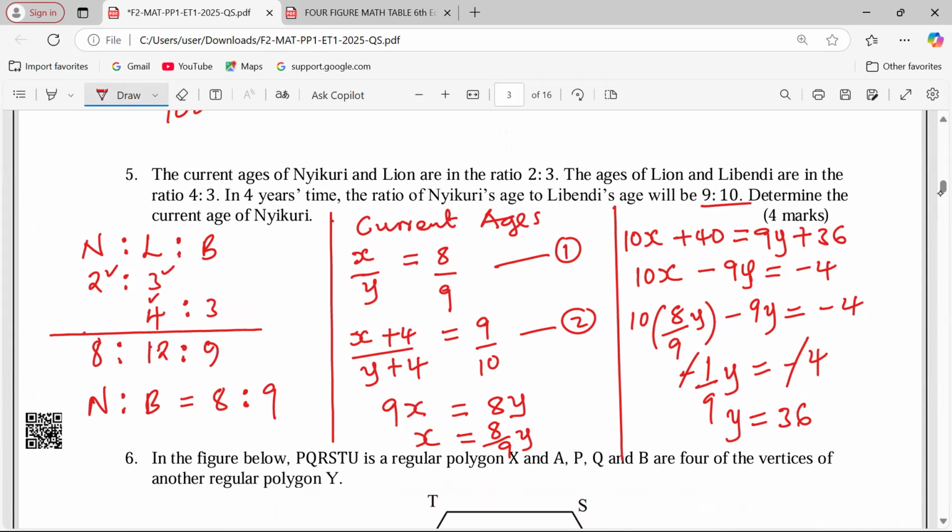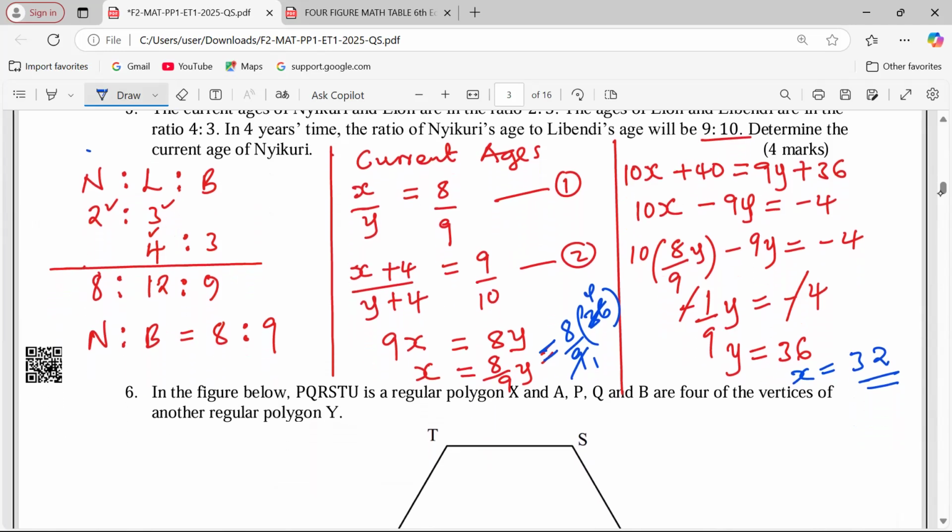So that means Nyikuri, who is X, shall be given by 8/9 of the value of Y, which is 36. This is 8/9 times 36, which is 8 times 4. So Nyikuri's age, which is X, shall be 32 years of age. Actually, these questions require a lot of analysis and a lot of understanding from whatever a student is doing. So please make sure you master what you are doing.